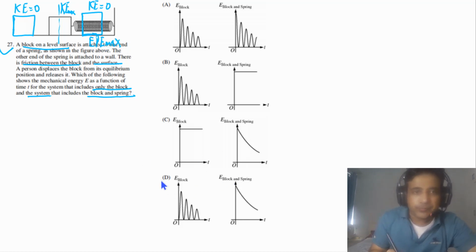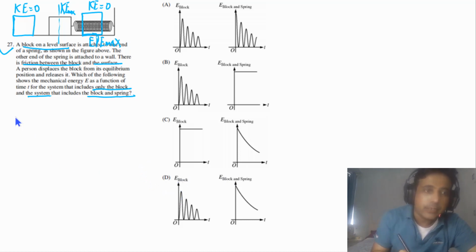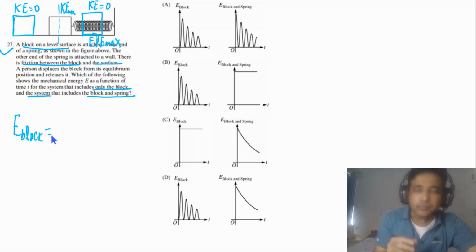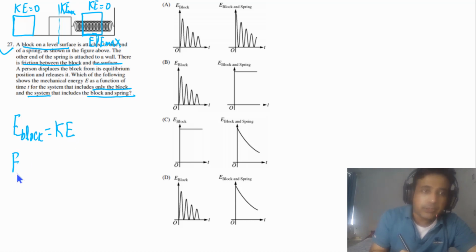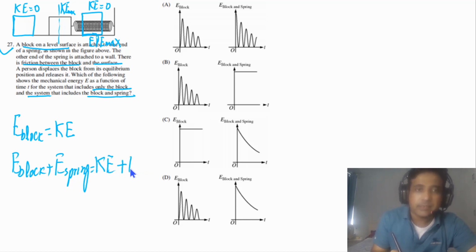So for this question, we need to find out mechanical energy as a function of time for the block only. So we can write down here E block. Energy of the block, the mechanical energy of the block only, is equal to the kinetic energy, but energy of the block plus energy of the spring is equal to kinetic energy plus EPE.